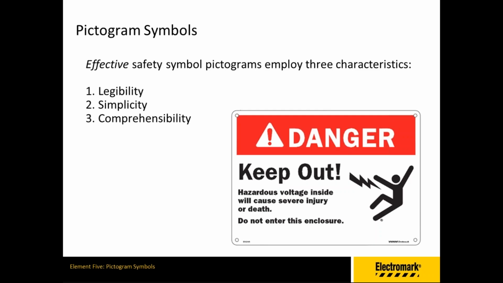Effective safety symbol pictograms employ three basic characteristics. The first is legibility, which is the viewer's ability to visually distinguish the key elements of a symbol. The second is simplicity, no unneeded detail or decoration. And then the third is comprehensibility, and that means the symbol is likely to be understood as intended, but equally as important, it's unlikely to provide confusing meaning that may lead to misunderstanding that could have possible negative consequences to the reader.